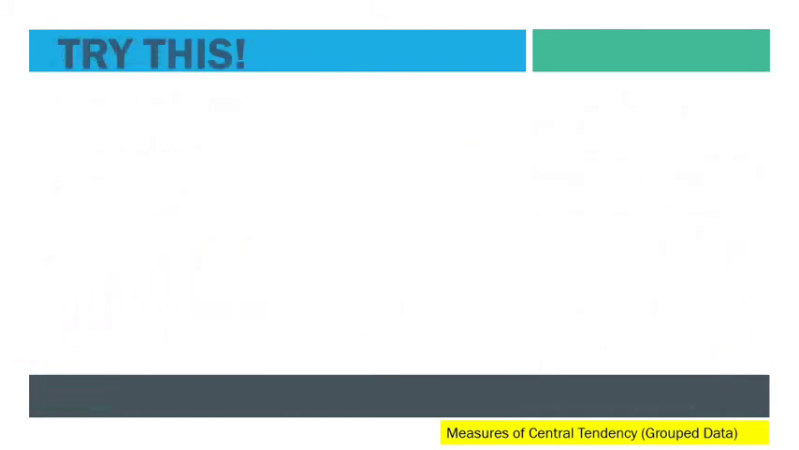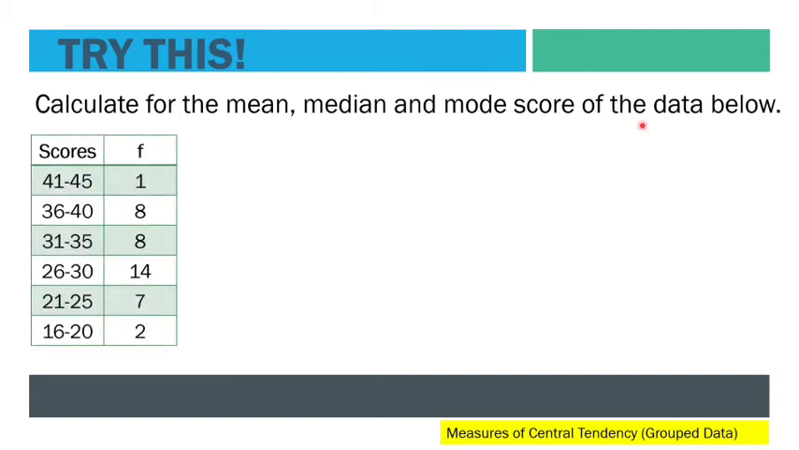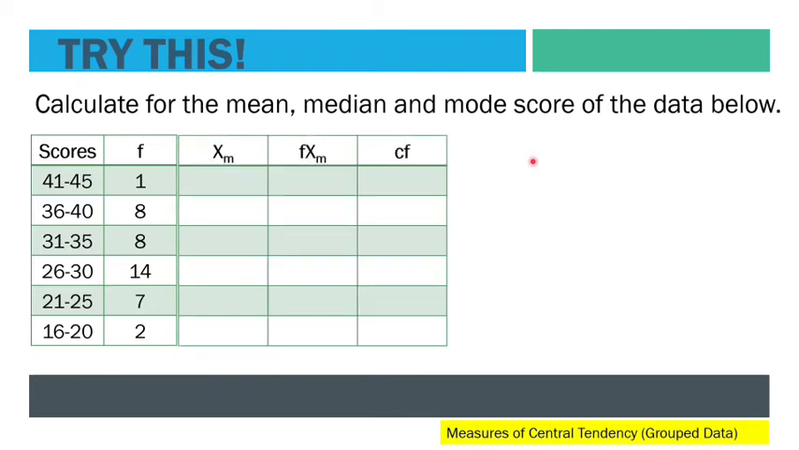Okay, I want you to try this. Calculate for the mean, median, and mode score of the data below. So here are the scores. And on the second column, we have the following frequencies: 1, 8, 8, 14, 7, and 2. So in order to solve for the mean and median, we have to add some more columns. Okay, we have to add the x sub m or the class mark, the f x sub m, that pertains to the product of the second column, the frequency, and the class mark. So we have to multiply these two columns later, and the CF, the cumulative frequencies.